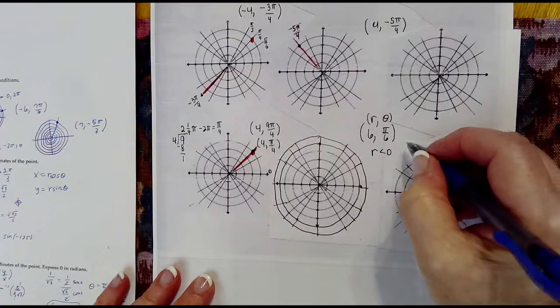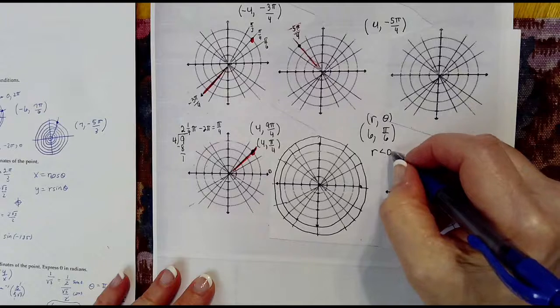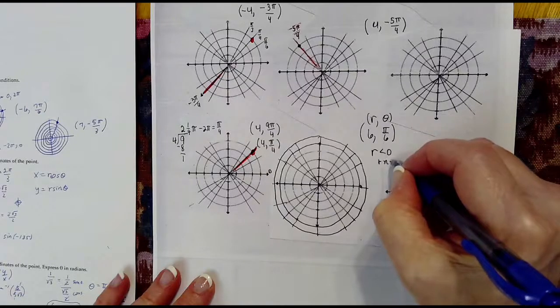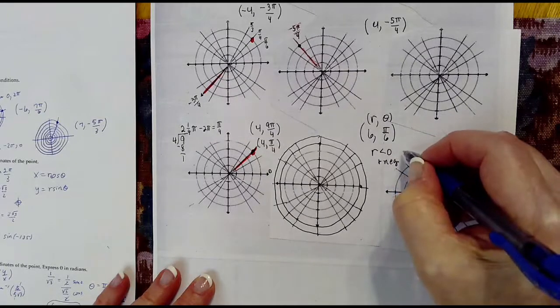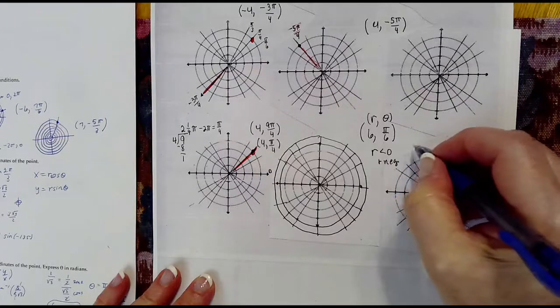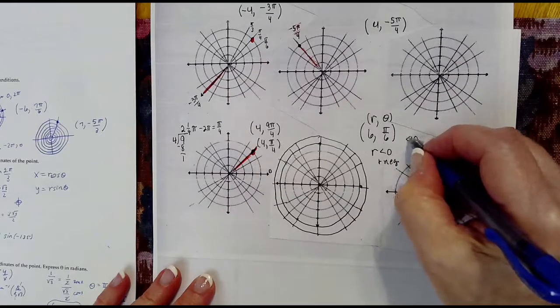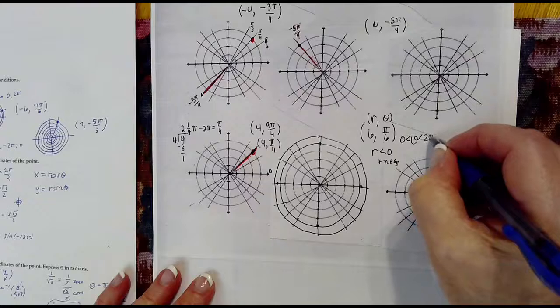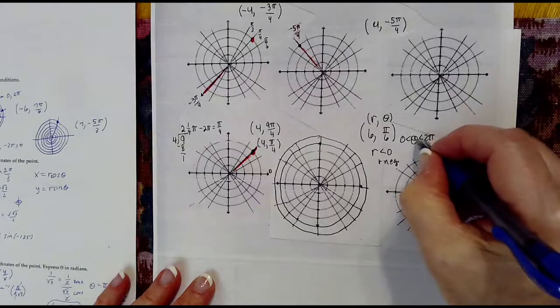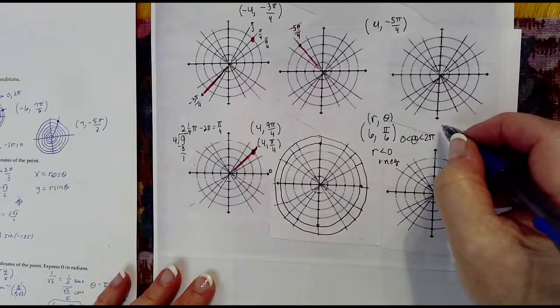So what does less than 0 mean? It means that it has to be a negative number. So r's got to be negative on the new one. And then it says that theta has to be between 0 and 2 pi. Okay, so within one complete rotation, somewhere within there.